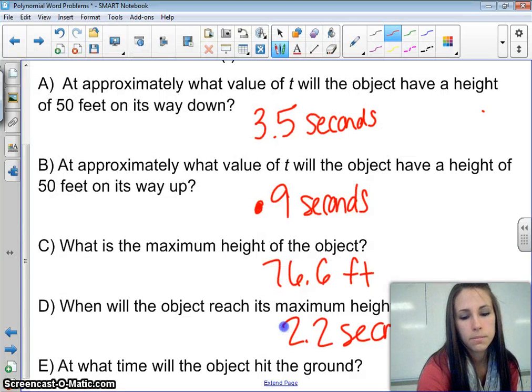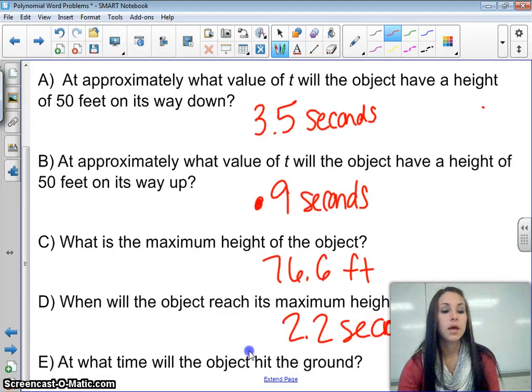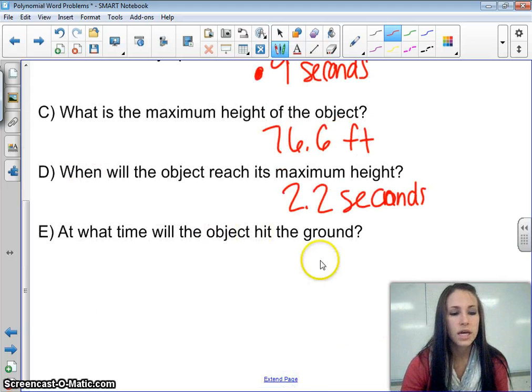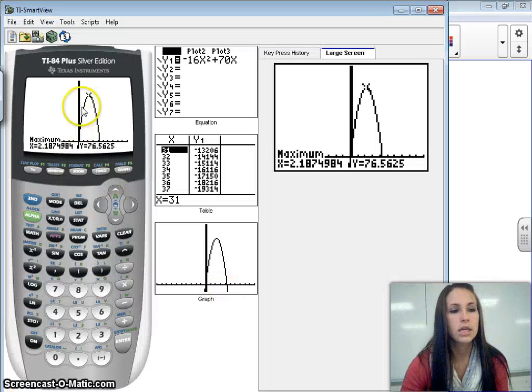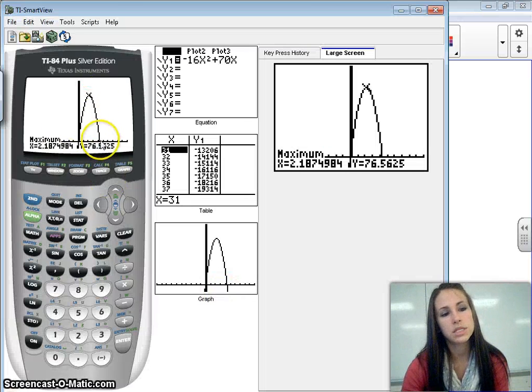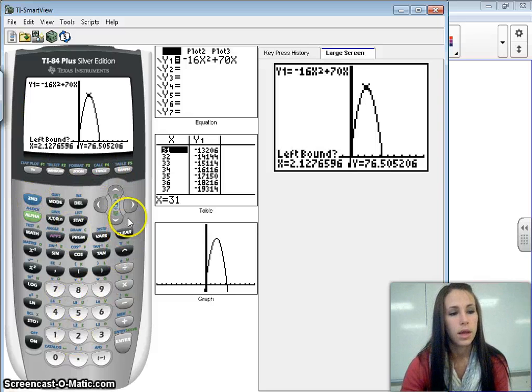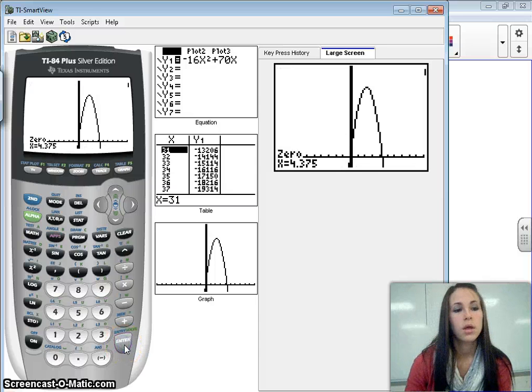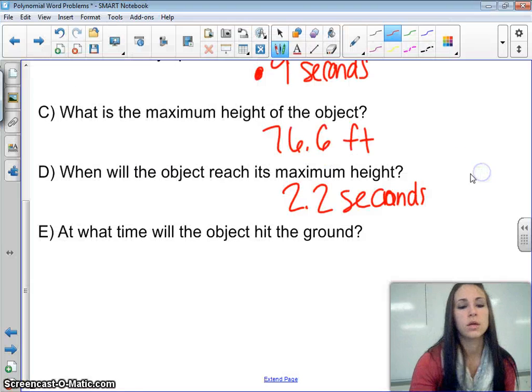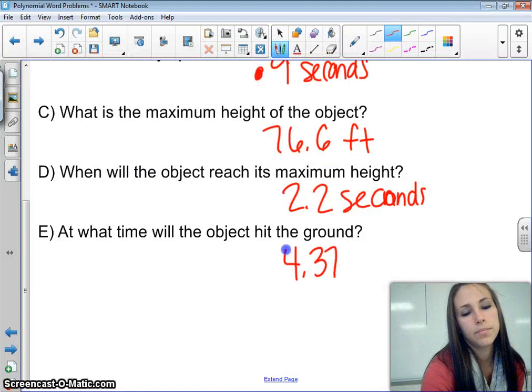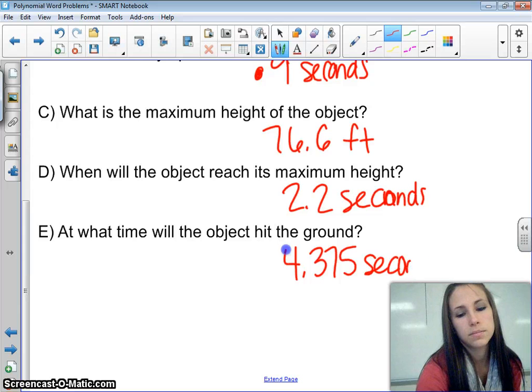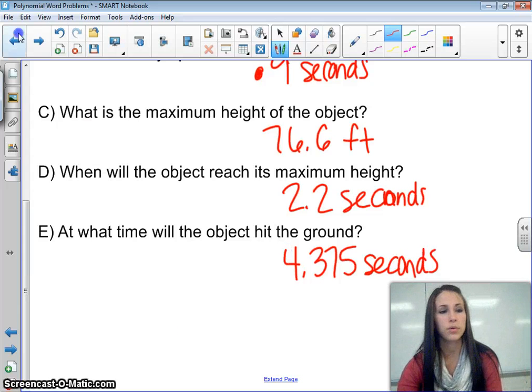And then last one, E, it says at what time will the object hit the ground, and so it's going to hit the ground right over here when it crosses the x-axis, and so I'm going to calculate a zero and go to the left. That would just be there. And then the right, I want to make sure that y value is negative, it's below. And so then there would be where this is going to hit the ground. So this is at 4.375 seconds. Alright, so that's how we would do that one.